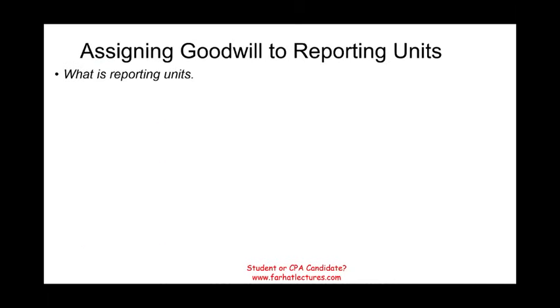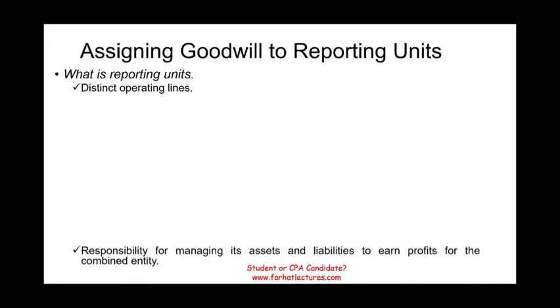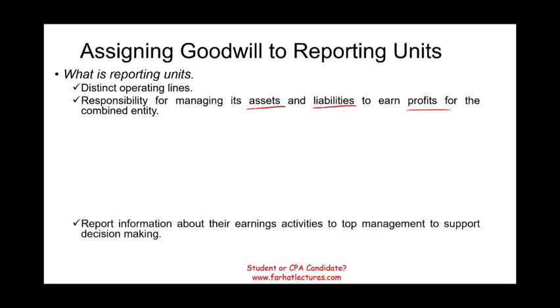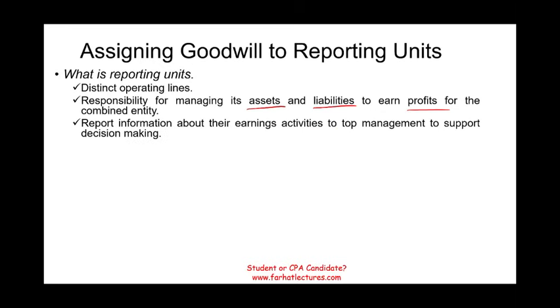What is a reporting unit or units? Okay, what is that reporting unit? First of all, it has its own operating line. It's a distinct operating line, so it's basically a separate business. And that separate business has to be responsible for its assets, liabilities, and earn its own profit. The unit itself is part of the company, but it's accounted for separately, and it reports earnings to top management for support and decision making. So simply put, it's like an independent unit within the overall entity.